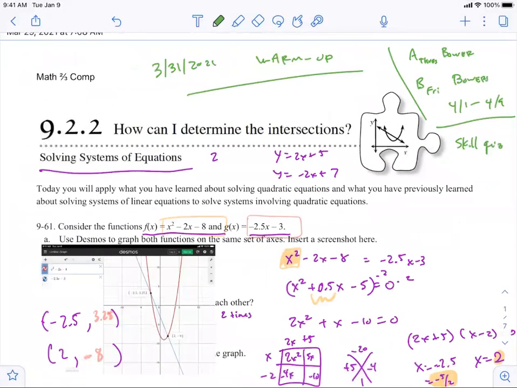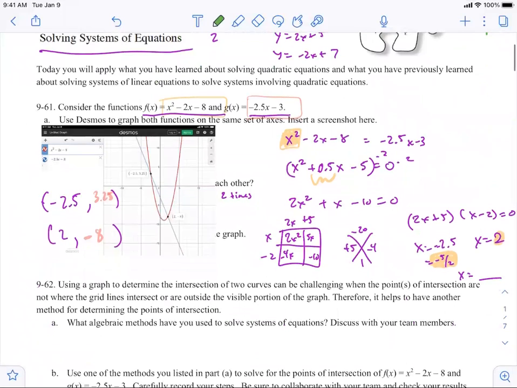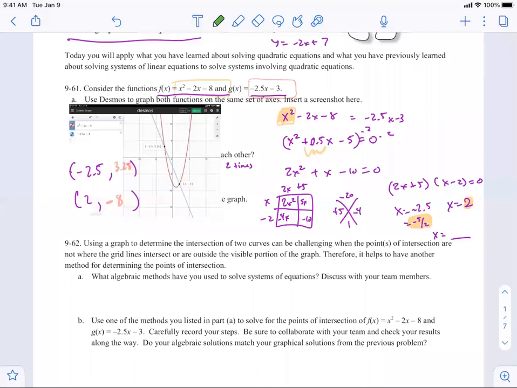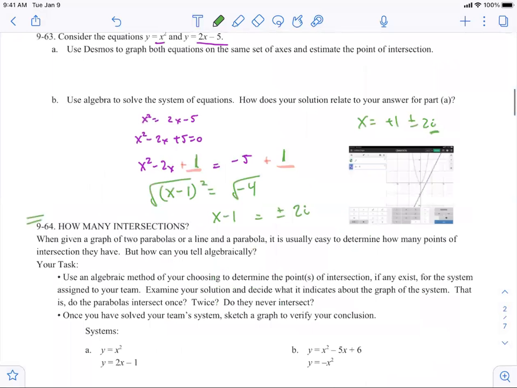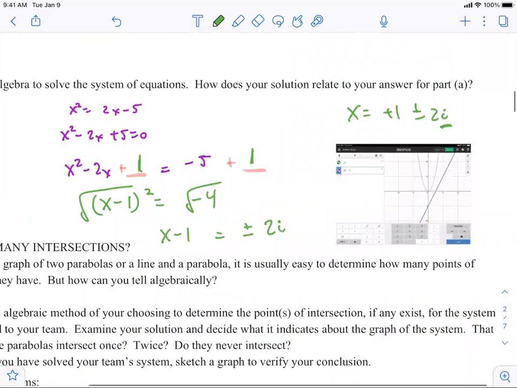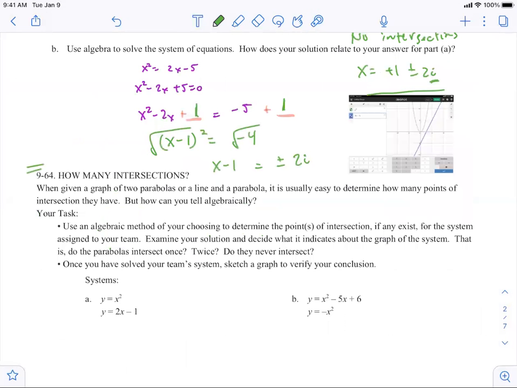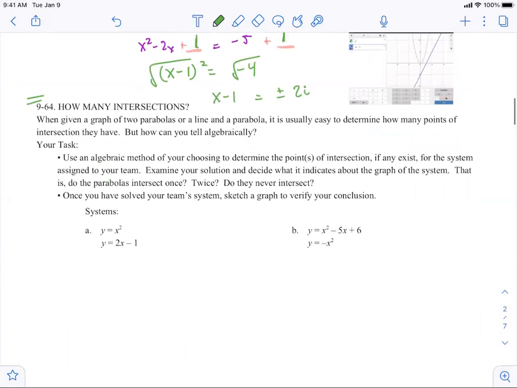Yesterday we left off with this one where we had the line and then the quadratic where it intersected twice and got two answers. And then we did this one where we solved it and we got an imaginary answer, which means that there's no intersections. So we're going to solve this one. How many times did it intersect?